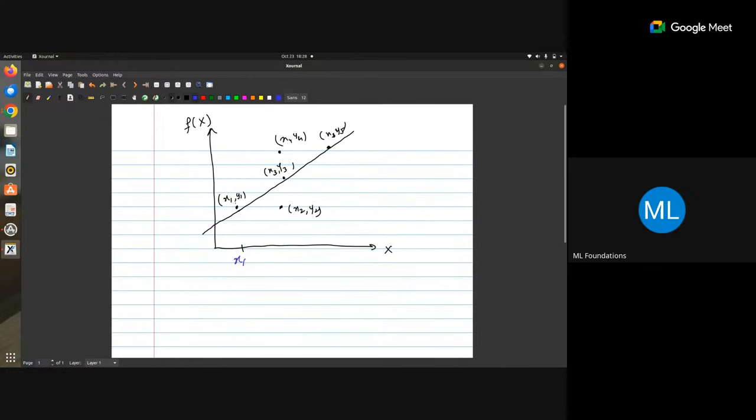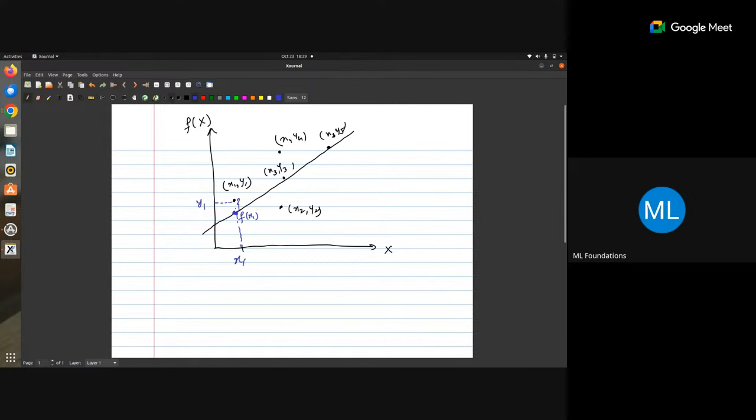Let's say this is x1. What is this point on the straight line? This is f of x1, right? Maybe I'll try to draw this point somewhere here, for example, as it is too close to the line. This is x1, y1. So corresponding to this x1, this is f of x1, and what is this here? It's y1, correct?